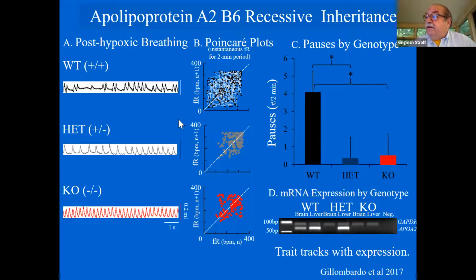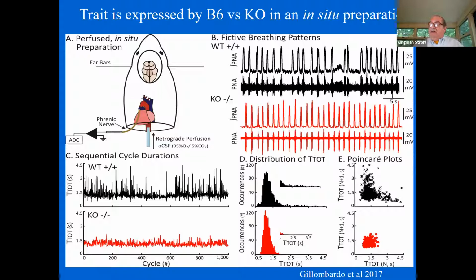So this is where Ted comes in with his in situ preparation. You take a perfused in situ preparation of the brain in a B6 mouse, and then you take the knockout mouse in A. The phrenic nerve activity is what you're measuring. So can we prove it's somehow in the brain this way? Well, the fictive breathing patterns, mainly fictive because you don't move any lungs, you don't move anything. You find that that particular pattern is on the top with the wild type, and on the bottom it's the knockout. And if you then look down at the cycle durations in C and the total timing, you find a lot of variability in the wild type and very little in the knockout.